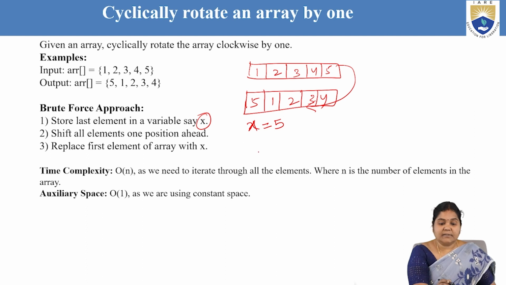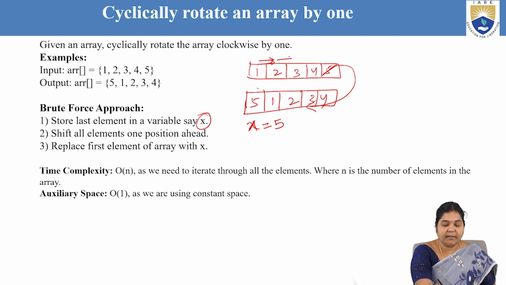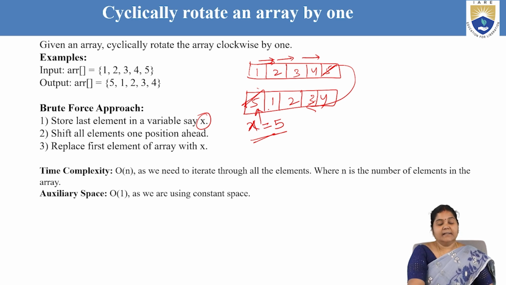After storing, this place is empty. You are shifting all the elements by one place. If you shift by one place, then the beginning place will be empty. So you can replace the first element with the element x, which is 5. And this is the simplest brute force approach to solve this problem.